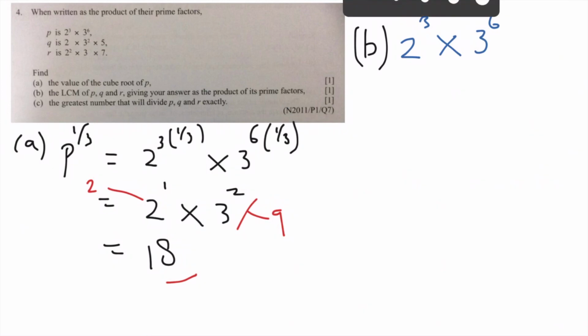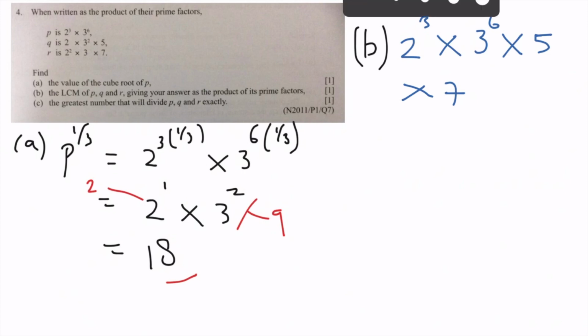How about 5? Do we put 5 into the LCM? Yes, right? When you put 5 in, it is divisible by Q. What else? Do you need to put 7? Yes, so that it is divisible by R. Otherwise, if you do not have 7 inside your LCM, it will not be divisible by R. So this will be the answer: 2 to the power of 3 multiplied by 3 to the power of 6 multiplied by 5 multiplied by 7.